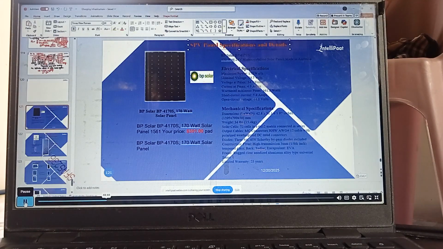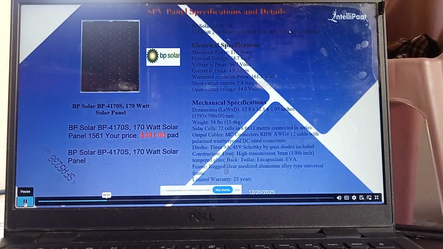So, solar panel specification in detail. Suppose we talk about the BP Solar. I hope it is visible, right? If we talk about this BP Solar 170 watt, 24 volt monocrystalline solar panel, which is made in Australia.